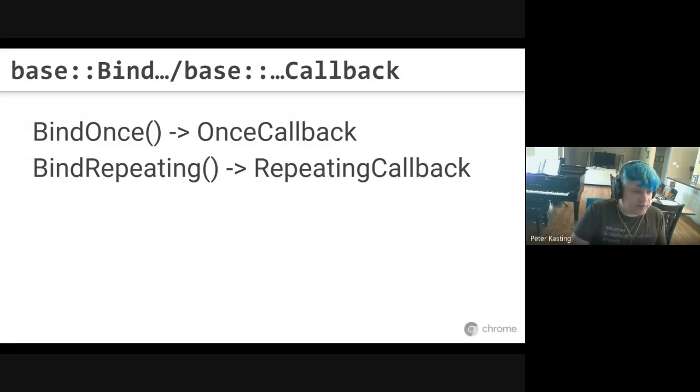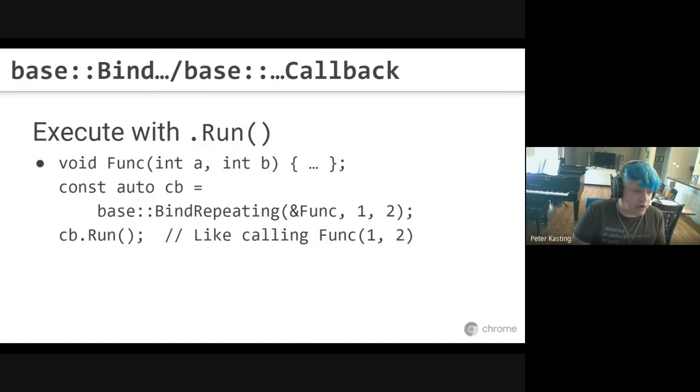Once you have such a callback, you can execute it by calling the run method. So here I have some kind of function. I bind it into a callback. We're going to get to in a second exactly what the syntax of this means. And then I call .run, and it's exactly like I just called the function with the arguments that I passed to it with bind.